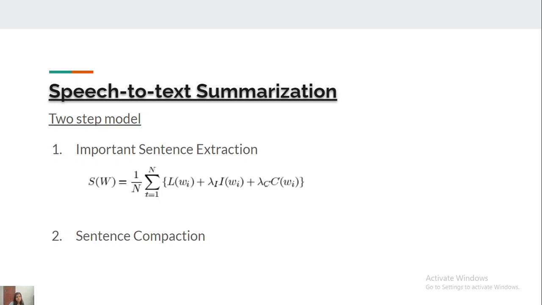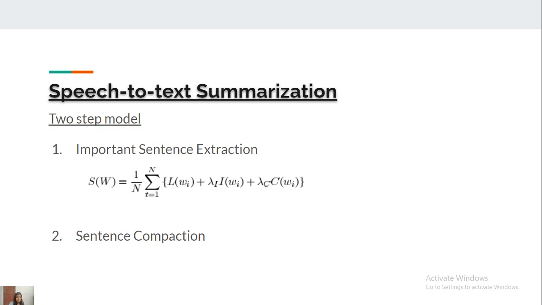As you can see, there are lambda I and lambda C. These are weighing factors. Now, why do we need all these scores? These scores are useful because they help us to determine if a particular word must be included in the summary or not. Next is sentence compaction.